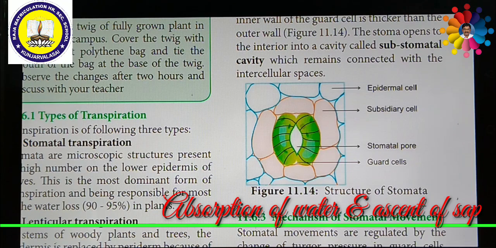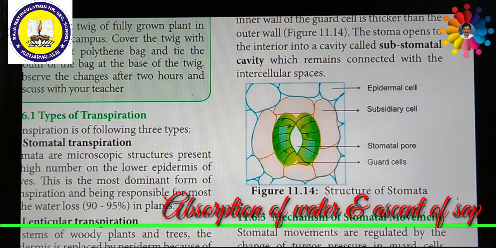Different theories have been proposed regarding the opening and closing of stomata. The important theories of stomatal movement are the theory of photosynthesis in guard cells, the starch-sugar interconversion theory, and the active potassium ion concept. These three theories explain how the stomata close and open. First of all, the theory of photosynthesis.